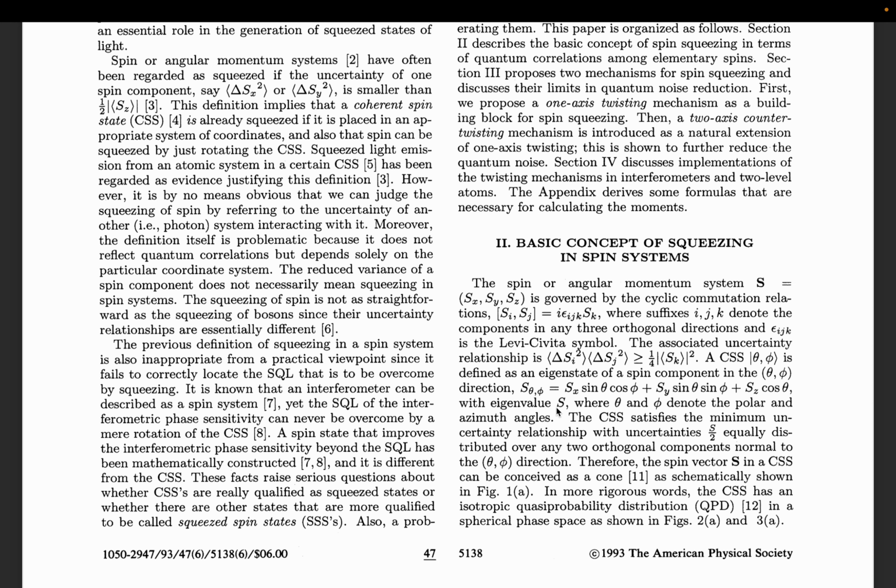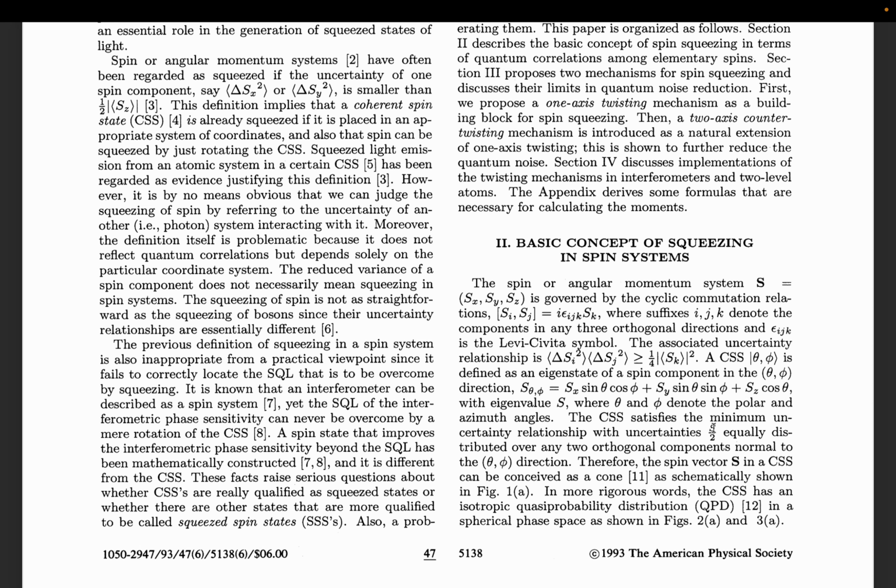This state satisfies the minimum uncertainty relation, with uncertainty equal to s by 2 along any two orthogonal directions perpendicular to the direction theta comma phi.